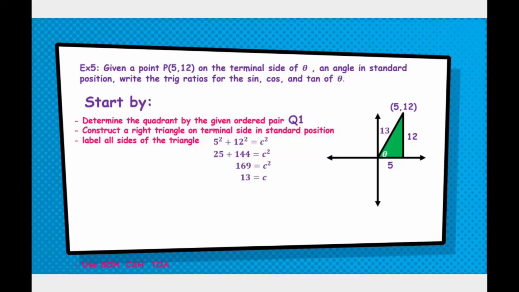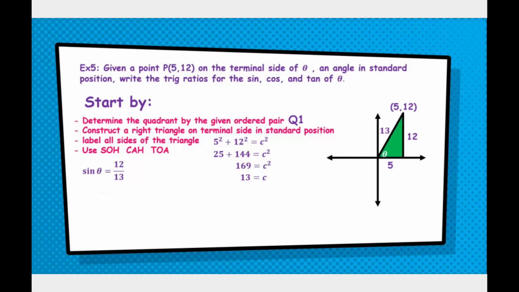And now I'm going to look at this and say, okay, so my SOHCAHTOA, let's do the sine first since that comes first. SOH, so sine of theta is equal to the opposite of the angle that I'm showing there, my reference angle. The opposite side is 12 and the hypotenuse is 13. So sine of theta is equal to 12 over 13.